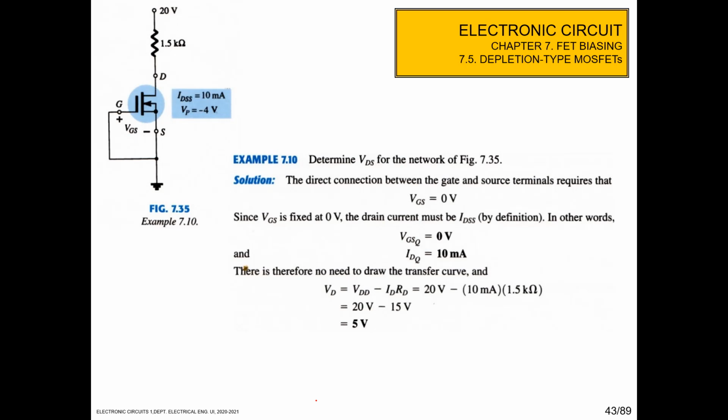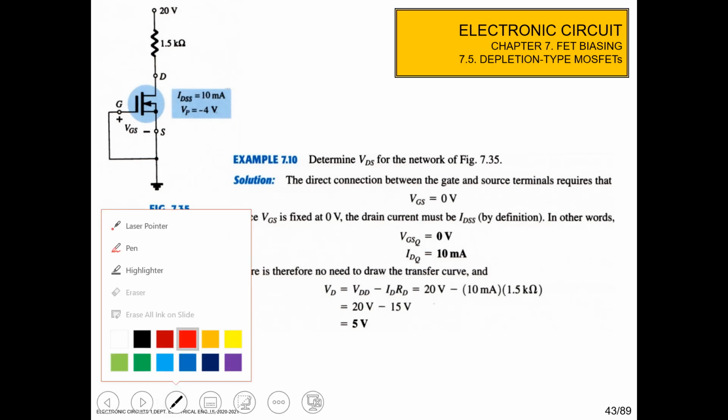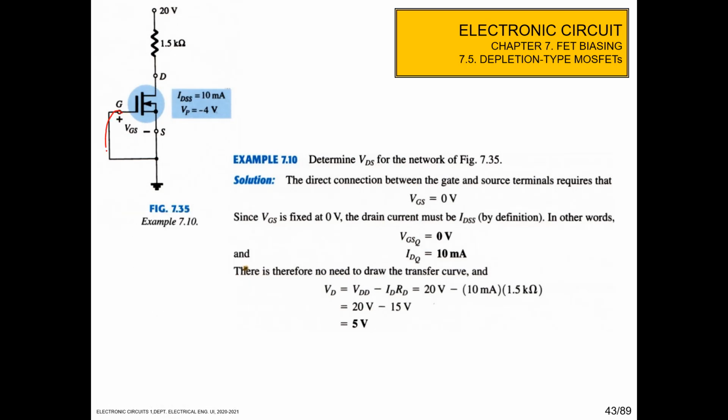And then so it must be VGS is equal to 0 because we connect the gate to the ground here. So the VGS is equal to 0. Since the VGS is fixed to 0, the drain current must be IDSS. So VGSQ must be 0 and IDQ is equal to IDSS, which is 10 milliampere.